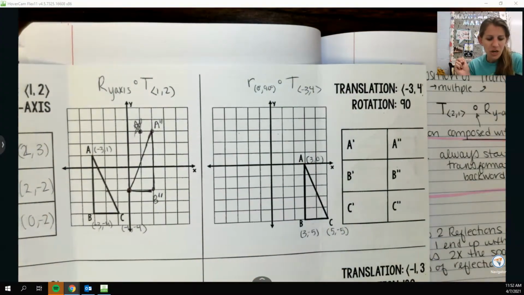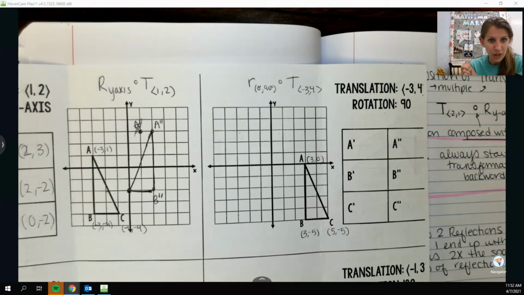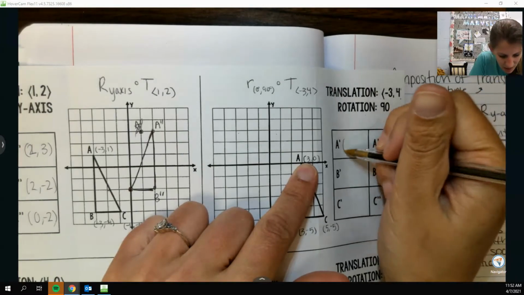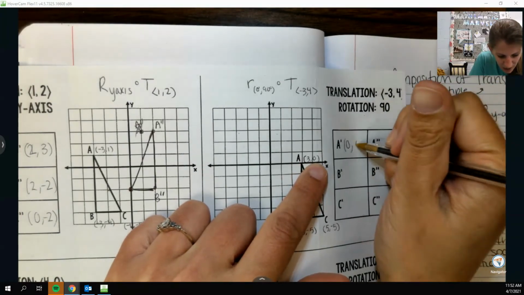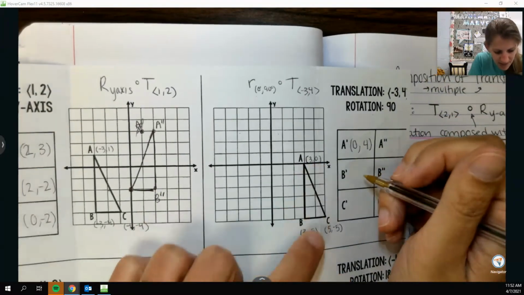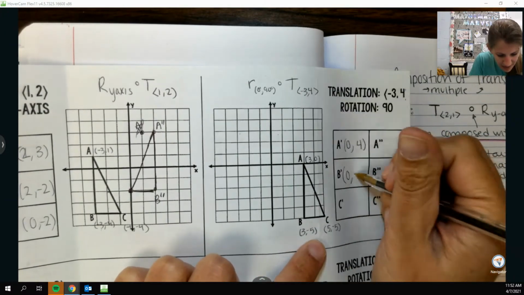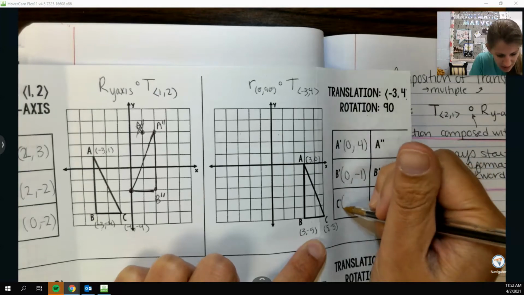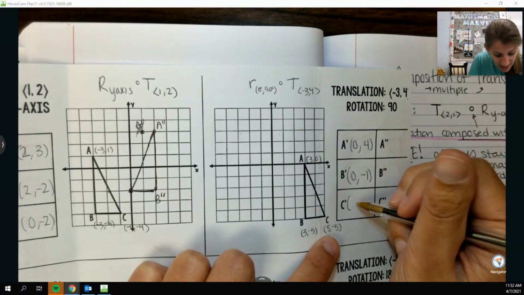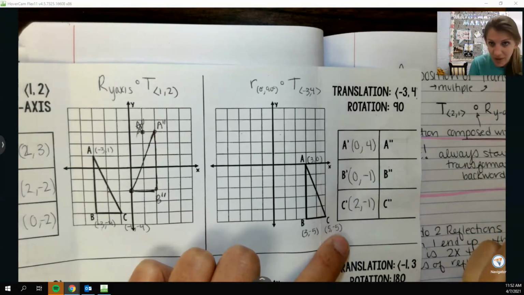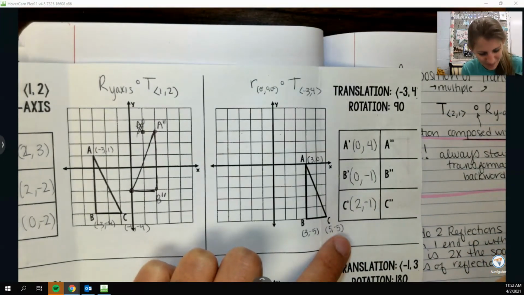Okay, so to do my translation, first I'm going to add -3 and then add 4, and then go to B and add -3 and then add 4, and then go to C and I'm going to add -3 and add 4. Hopefully I did a better job adding this time.